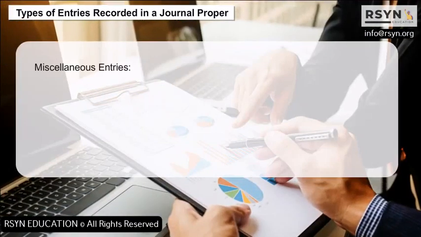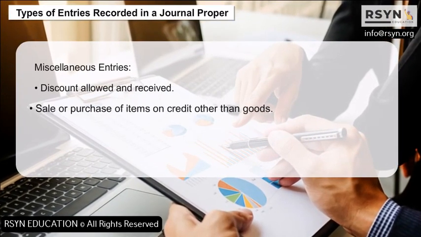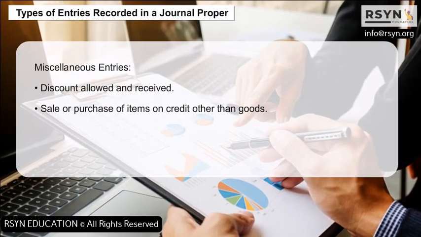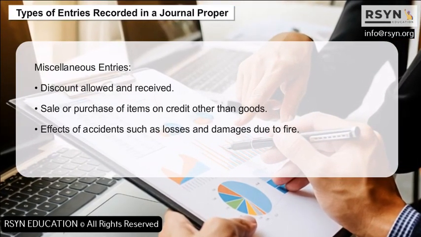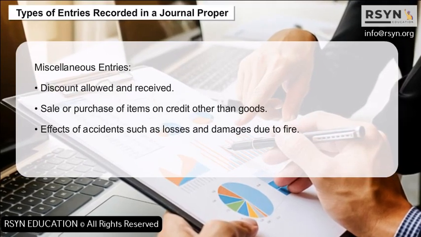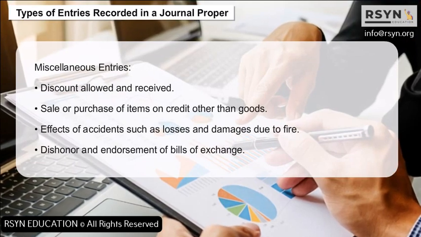E. Miscellaneous entries. Discount allowed and received. Sale or purchase of items on credit other than goods. Effects of accidents such as losses and damages due to fire. Dishonor and endorsements of bills of exchange.